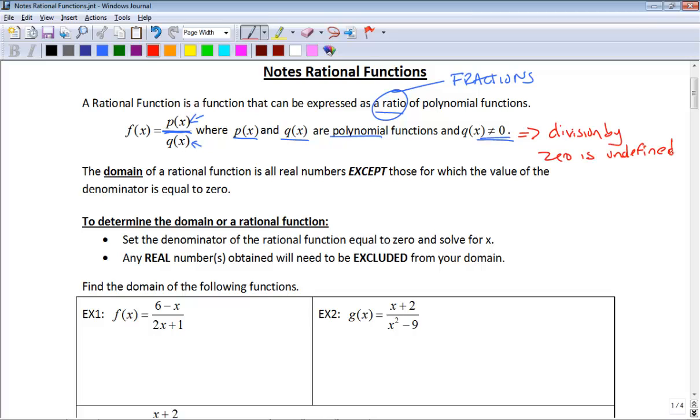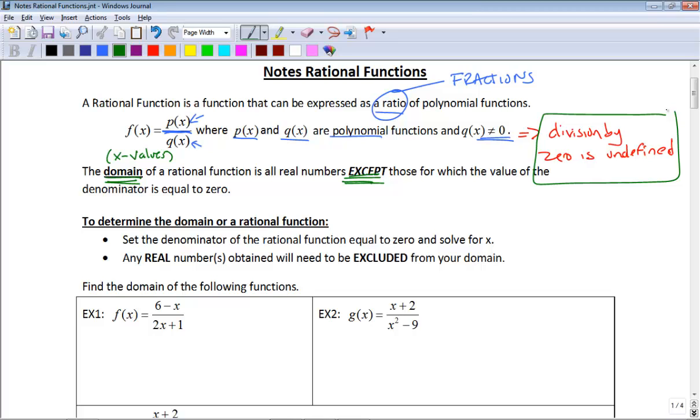So let's talk about the domain. And remember, domain is all the x values. So the domain, or the x values of a rational function, so everything that you can plug into a rational function, is all real numbers except any of those where the denominator is equal to 0. So again, it's all real numbers except any real number which makes the denominator equal to 0. And again, the reason for that is that division by 0 is undefined.